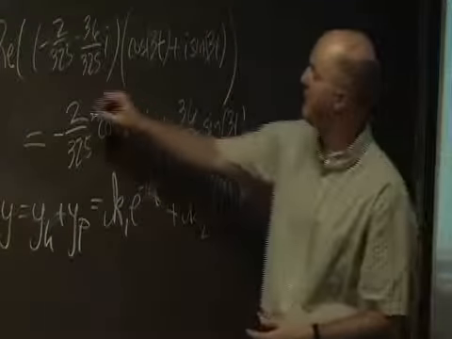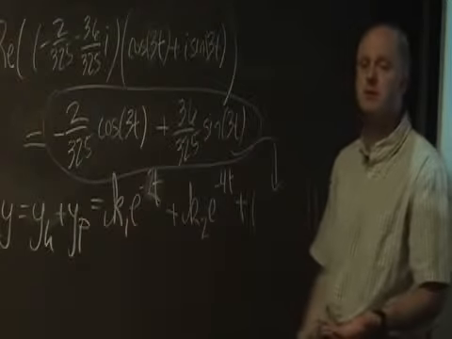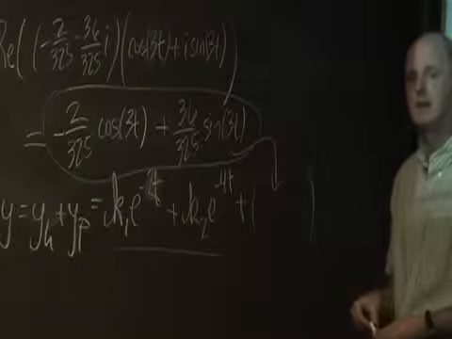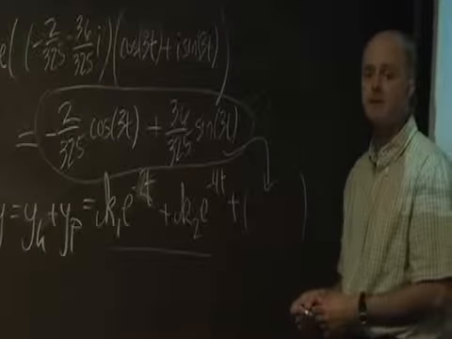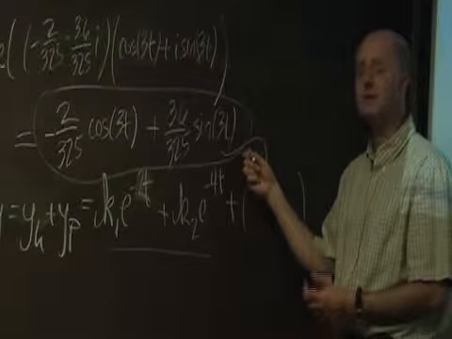So in fact, the yp, in a sense, is the most important part of the solution, since this part decays. It's transient as t goes to infinity. It goes to 0, and in fact, very rapidly. So we want to know about yp. What does its graph look like?